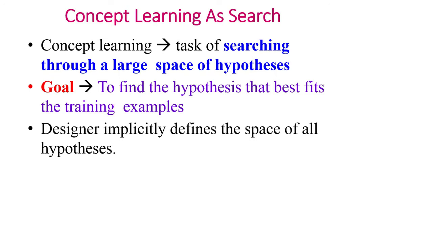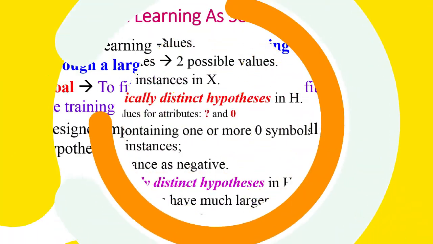By selecting the hypothesis representation, the designer of the learning algorithm implicitly defines the space of all hypotheses that the program can ever represent and therefore can ever learn. If that is the specific hypothesis, it will satisfy all the training examples provided.